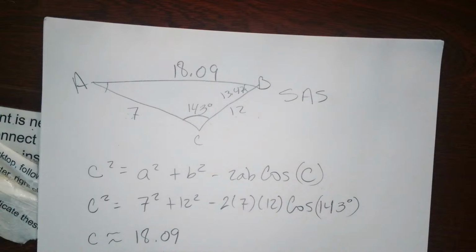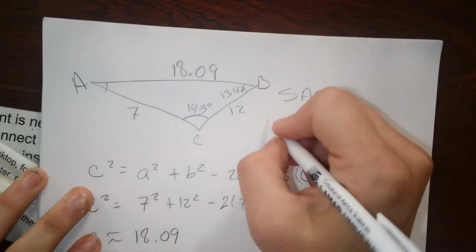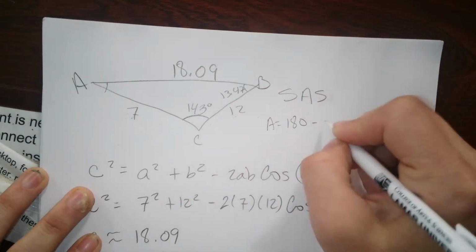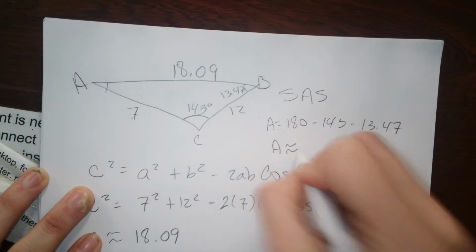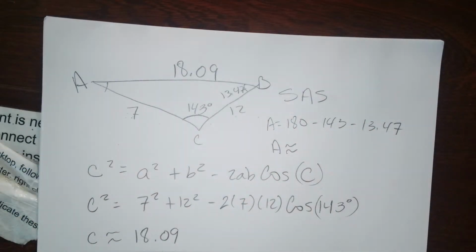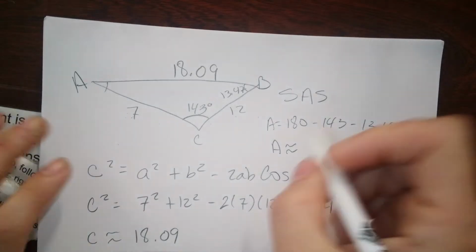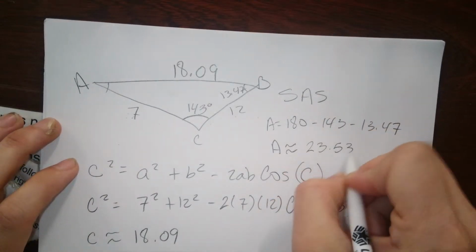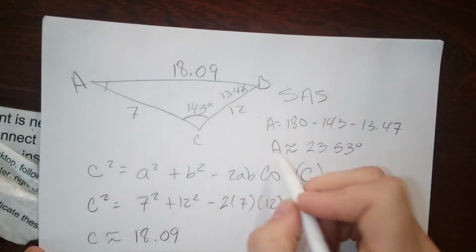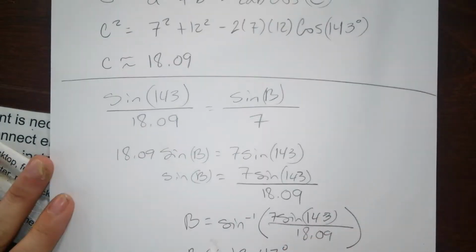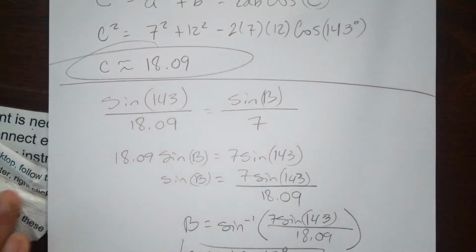Now we can find that last angle, right? How do I find that last angle? Subtract from 180. So angle A is 180 minus 143 minus 13.47. So angle A is approximately what? 23.53. Can I get a confirmation? Sweet. All right, cool. So we found all the missing angles and the missing side.